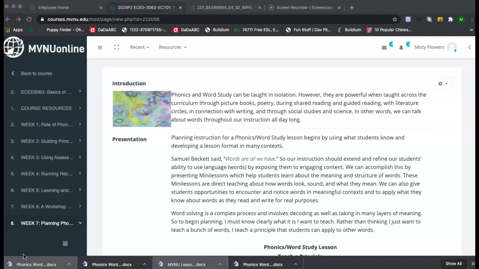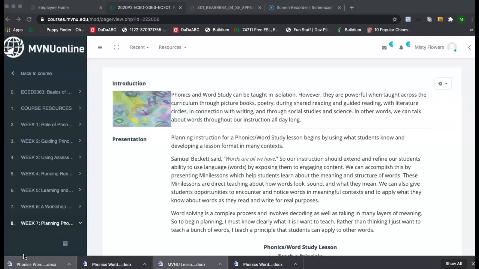Now, we know that we can teach phonics and word study in isolation, but the most powerful way to teach phonics and word study is through our curriculum. We're teaching it through picture books, through poetry, during shared reading, guided reading, in our literature circles, in connection with the students' writing, through social studies and science. We can talk about words throughout our instruction all day long, not just during language arts.